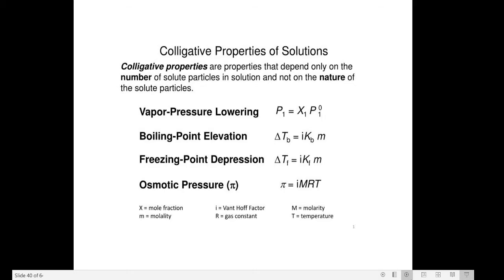Here X is the mole fraction, M is molarity, i is the van't Hoff factor, R is the gas constant, and T is temperature. We have three different equations. It is very important and a frequently asked question in CSIR: boiling point elevation, freezing point depression, osmotic pressure. Each has a different equation.